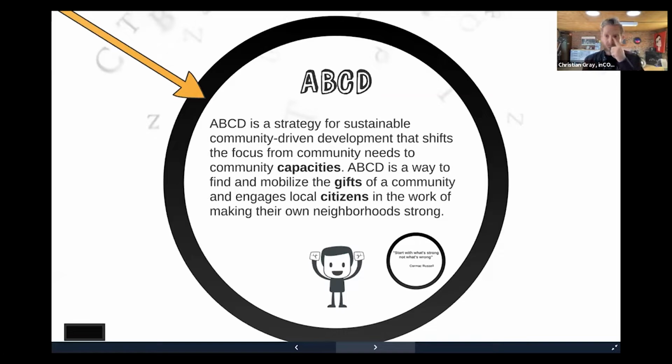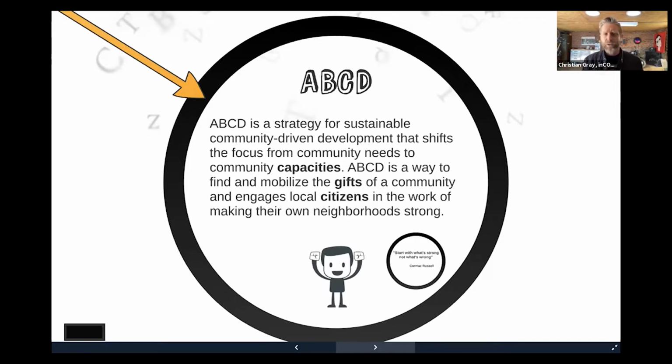If we had more time and were going through the full conversation of ABCD, we would contrast this definition with the definition of traditional community development. I think a couple of things would stand out to you. One, asset-based focuses more on the community capacities, the gifts, the talents of the community. Traditional focuses more on the challenges or the deficits. Traditional is looking to identify what's wrong with the community and how do we fix it. ABCD is looking at what the strengths of the community are and how we can leverage them.